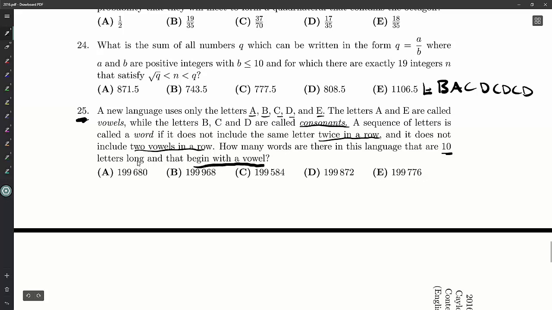So I guess we could tack an E on up here. Okay. So, these are some very big numbers. They're all in the 199,000s. What are we going to do?